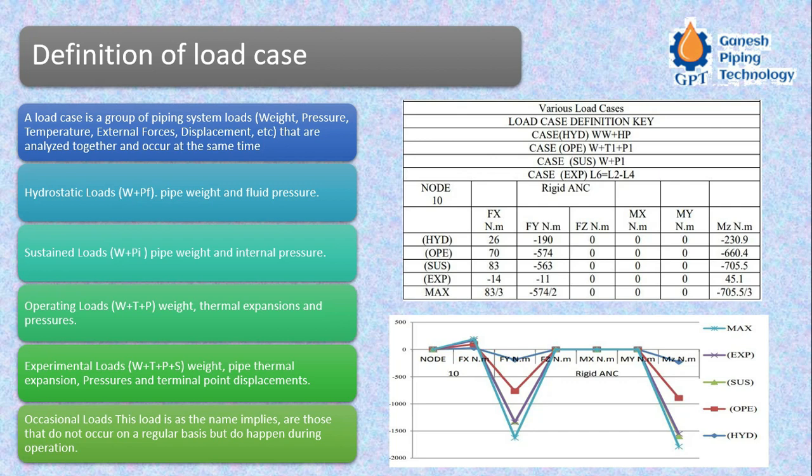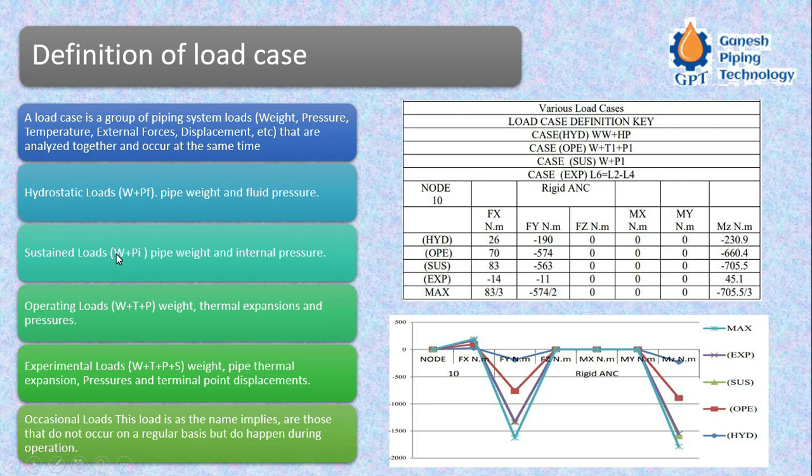So whatever stress is going to be produced, that is the principal stress we can consider, which we can call a resultant stress. All these stresses will have a combined effect on the pipe. So these are the different load cases. For example, the weight of the pipe, second, the thermal load, then third, PSV pop-up. Now these are all identified. Hydrostatic load: W plus PF, that is pipe weight and fluid pressure.